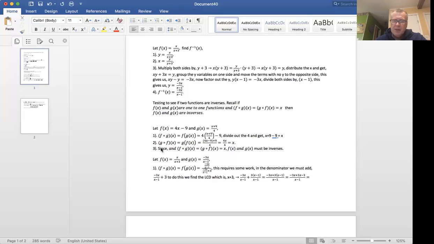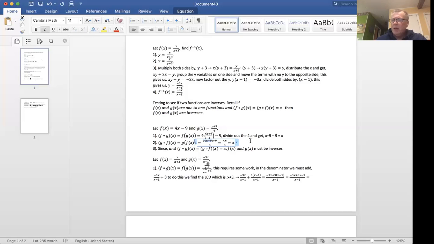Second step, take g comp f of x. Now remember, g comp f of x is the same thing, again, based on the handout we saw yesterday, g of f of x. So that means every place there is an x in g, so the x is right here in g, I'm going to replace it with 4x minus 9. So that was x before. So now it's 4x minus 9. So that gives us 4x minus 9 plus 9, which gives us 4x over 4. Dividing out the 4's gives us x.